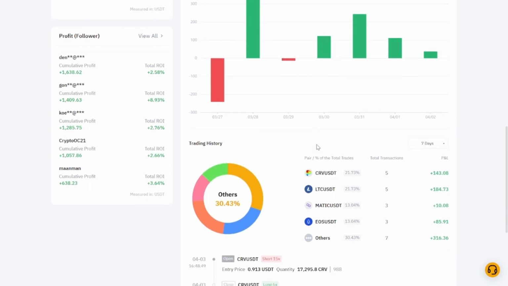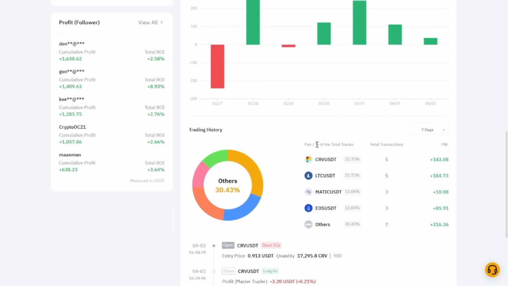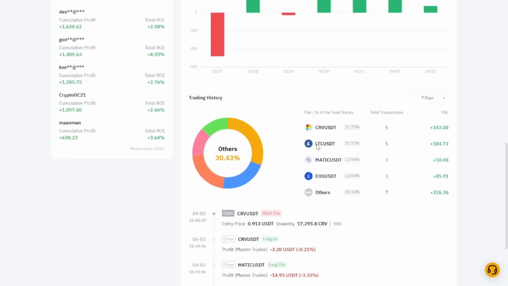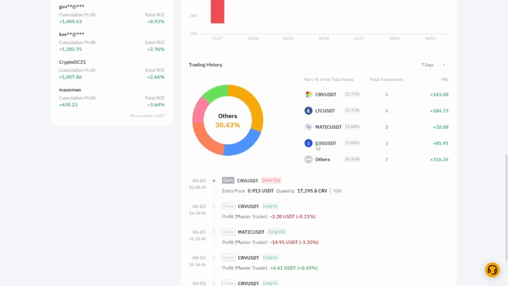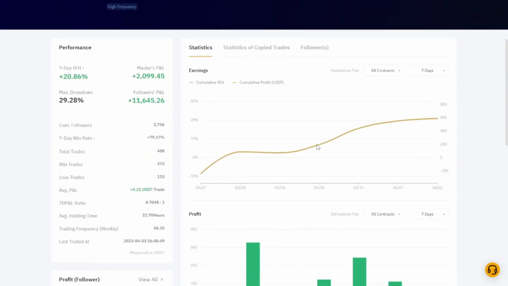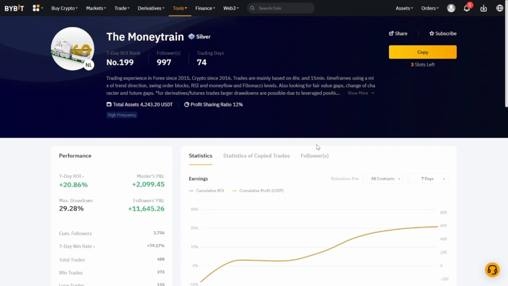what he's doing. And these are the tokens he's trading: CRV/USDT pair, LTC, that's Litecoin, and Matic coin. This is what this guy is trading right now. Once you decide that you're okay with this guy, and he already has 74 trades, and he has almost 997 followers, people that are following this guy right now, there are 3 slots left.